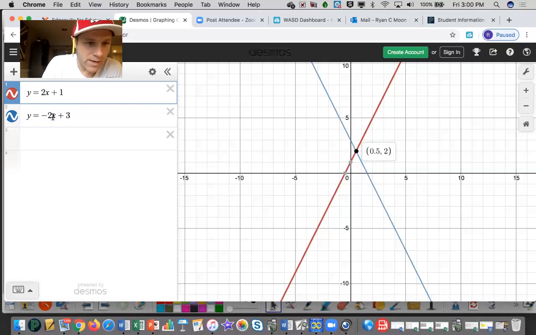-2 times 0.5 plus 3, that's also going to be a 2. So it works in both equations. That's the way a system of equations is meant to be solved. Whatever the point is that works in one equation has to work in the other.